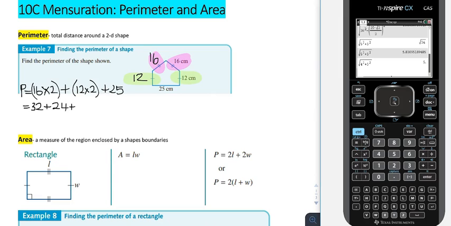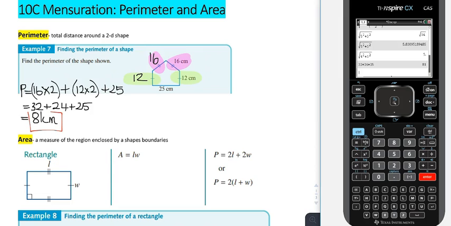You can use a calculator or you can just do it in your head, whatever's easiest. You get out 81 centimeters for that first one. Note the centimeters, you do need to have units attached to questions, and in this case that's, again, centimeters.